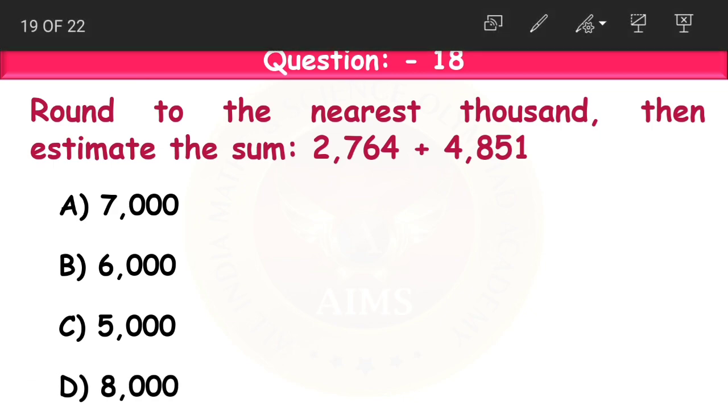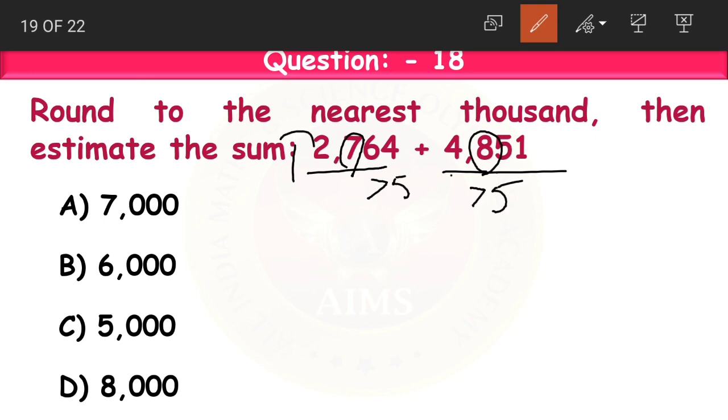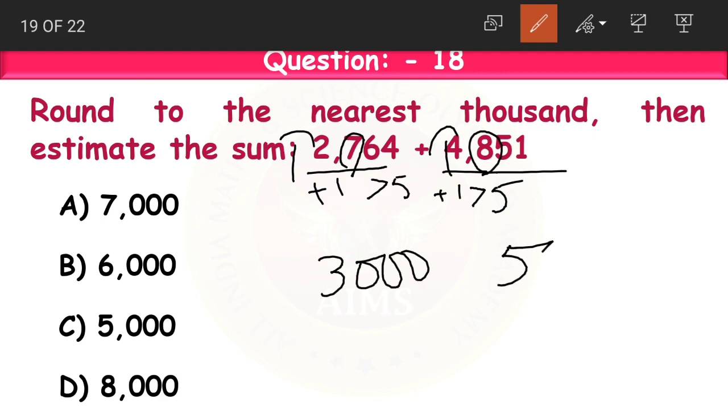Now again, the numbers here are 2764 and 4851. Now both of them have numbers greater than 5 in their hundreds place. So we'll round them up. Both of them will be rounded up, that is, add 1. It becomes 3000 and this becomes 5000.